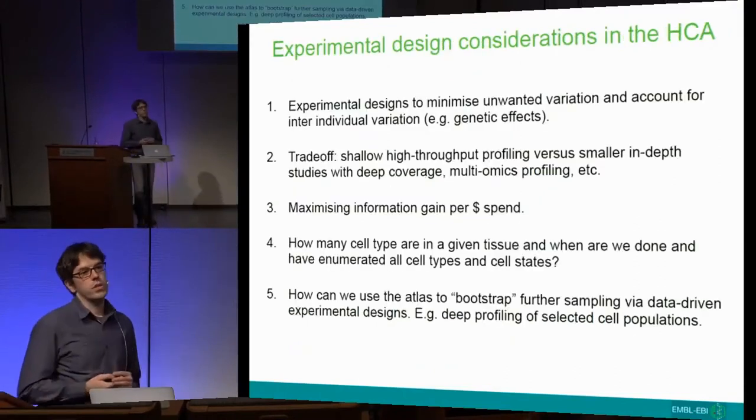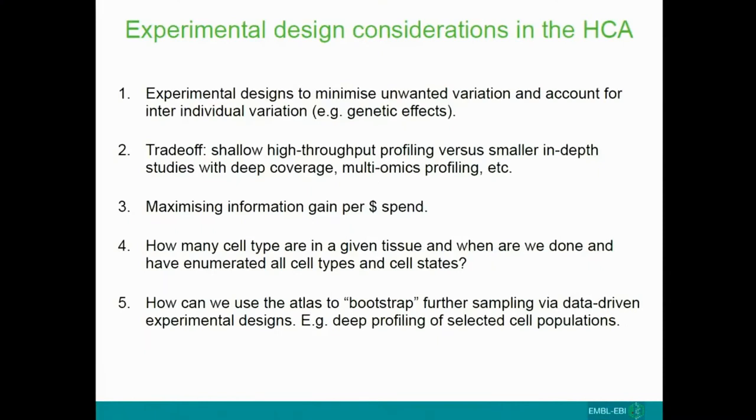So here are a few considerations for the HCA. You've heard many of these thoughts before, but I think it's a good idea to go through them again. The one really important point to make in the first place is we need to have designs that allow for accounting for different variation we do not care about. I'm talking about inter-individual variation, understanding how the differences between people matter, how robust the inferences we're going to make in the HCA are, how robustly we identify cell types and cell states that are observed not in one human, but really generalize across the human population, which I think is a very important aspect.